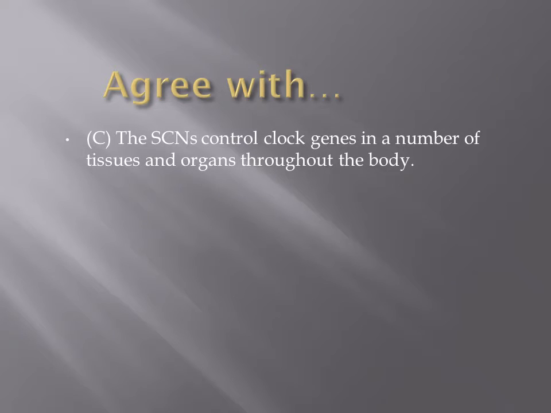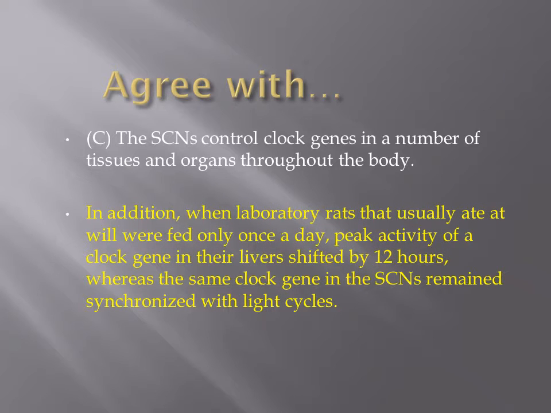So answer choice C, the SCNs control clock genes in a number of tissues and organs throughout the body. And the statement that I found here was, in addition, when laboratory rats that usually ate at will were fed only once a day, peak activity of a clock gene in their liver shifted by 12 hours, whereas the same clock gene in the SCNs remained synchronized with light cycles. So that tells me that these clock genes are regulated by something else besides the SCNs, because the clock genes in the SCNs were synchronized with light. If this other activity is happening and shifting not according to light, then that tells me that the author would not agree with this statement.